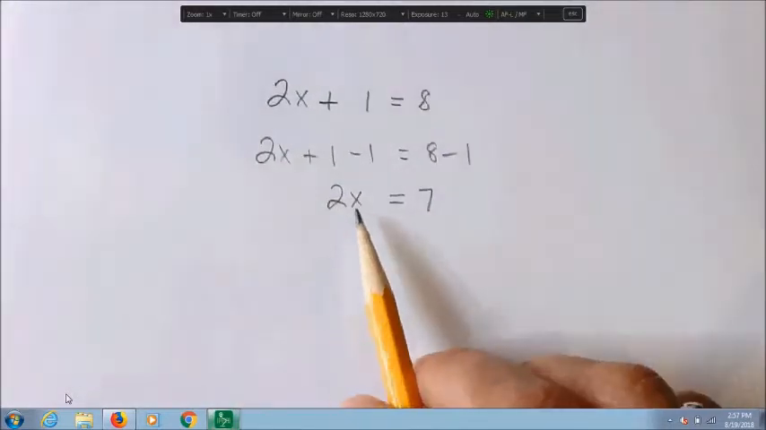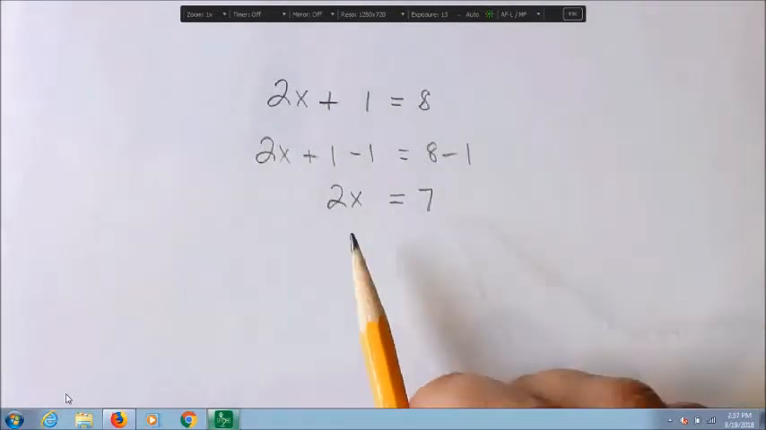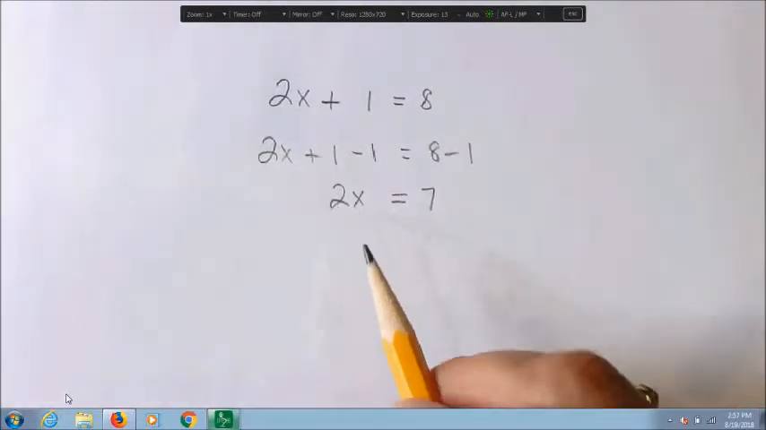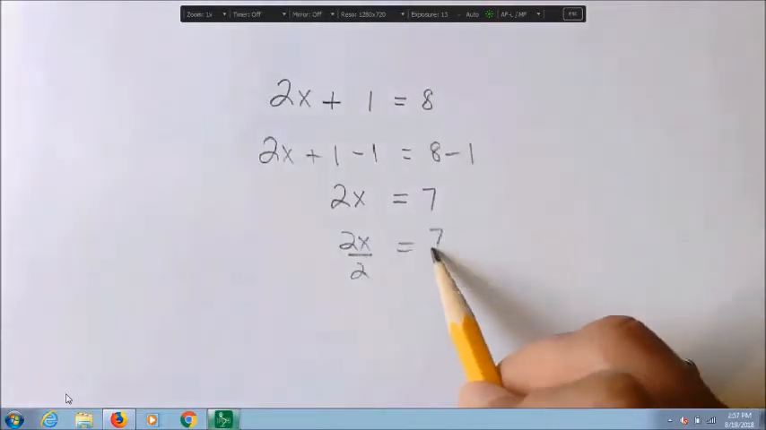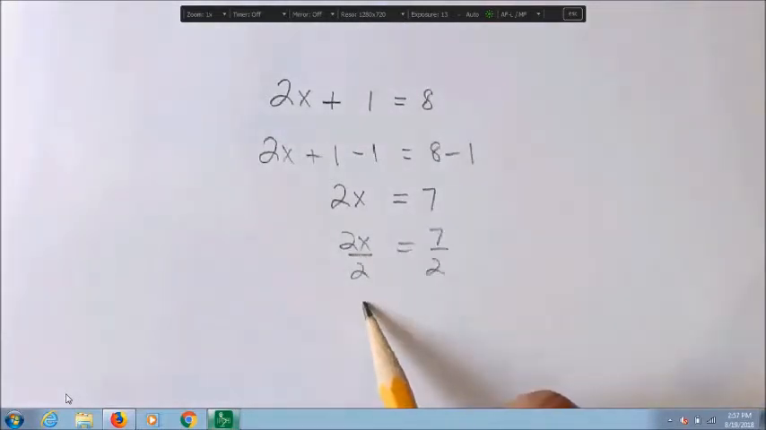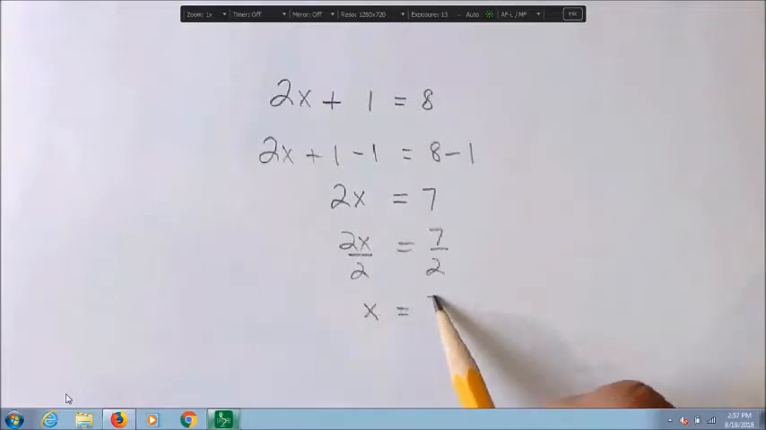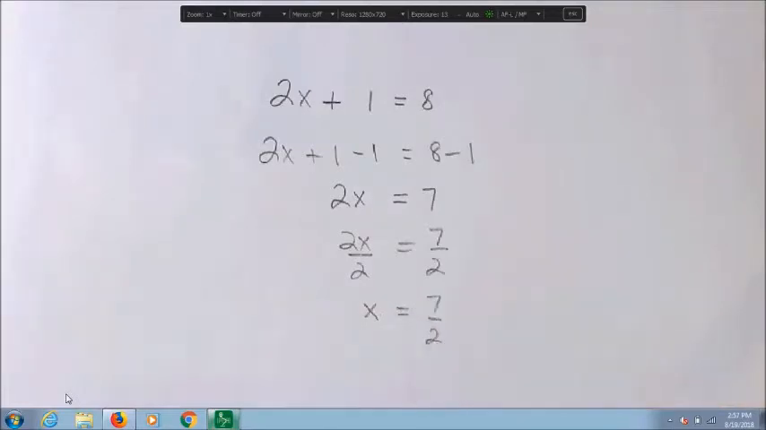Now, remember what we did with the one-step equation. 2 times some number is 7. So what's the opposite of multiplying by 2? It's dividing by 2. So I'm going to do that to both sides. And I'm left with just x equals 7 over 2.